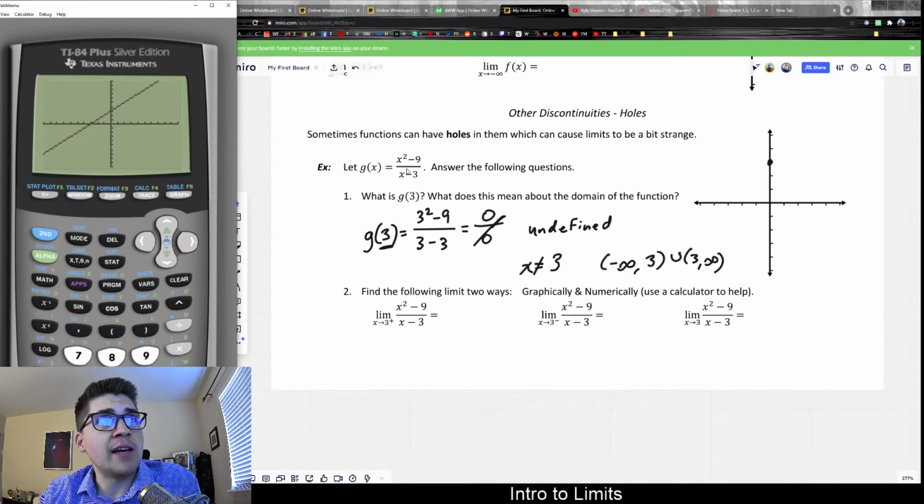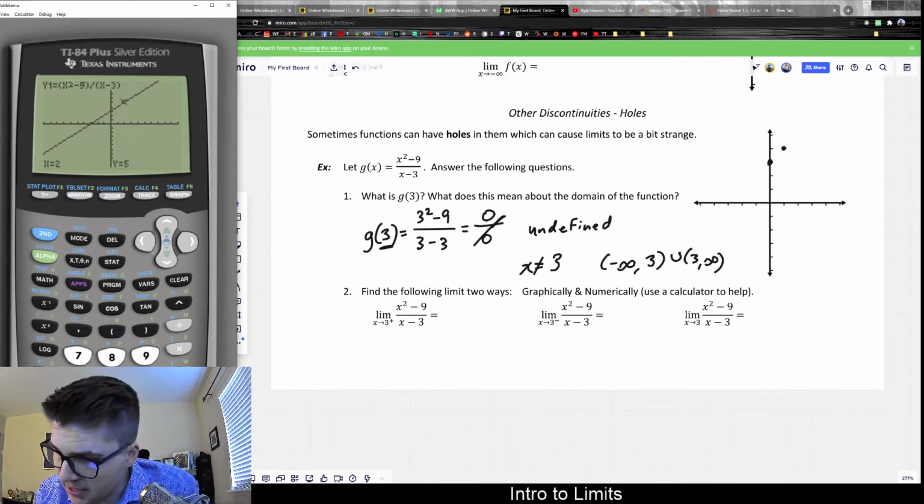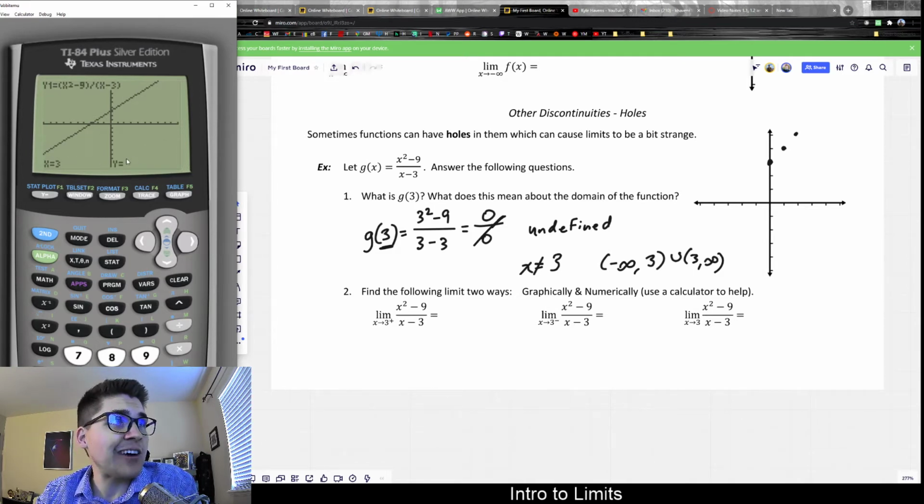If I plug in 1, and again, we could use a trace feature to do the math for us on our calculator, I'm going to get 4. If I plug in 2, I'm going to get 5, and so on. And what we see is that this appears to just be a normal linear function. But what's interesting is, let's say we were to plug in 3, because what we concluded is that it's undefined at 3. And notice that the calculator here has nothing. It just says y equals blank.